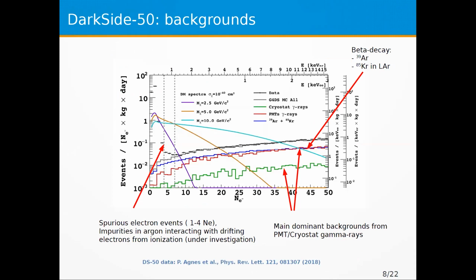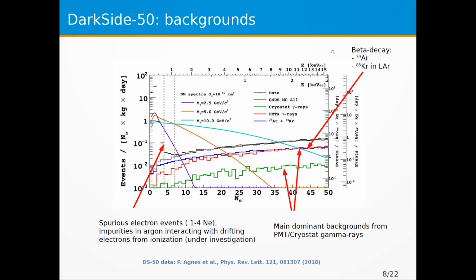So this is a plot that shows the typical backgrounds in detectors like this. This is based on DarkSide 50. In a detector like this, most backgrounds come from intrinsic argon, argon-39, which has to be further reduced, and also krypton-85 from beta decay. This is the blue plot here. And also on a similar level are the gamma rays that come from elements of the detector, so the PMTs and cryostat, for instance. So here.